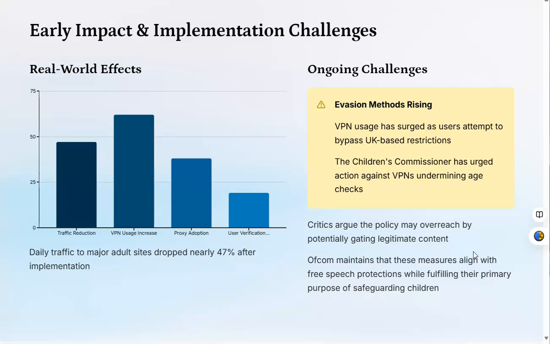Okay, so Ofcom maintains that these measures will align with free speech protections while fulfilling their primary purpose of safeguarding children. I don't agree. I don't think they do. Any child over 8 years old has got the capacity and the ability to use a VPN, and some of them have been using them for years anyway. So until that's solved, I don't think this makes sense.